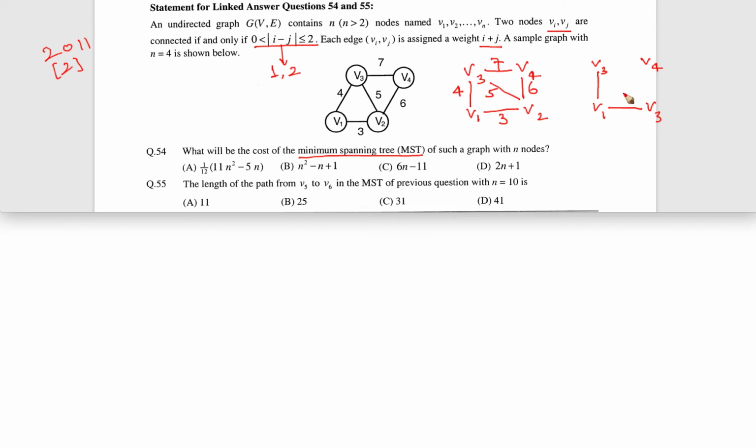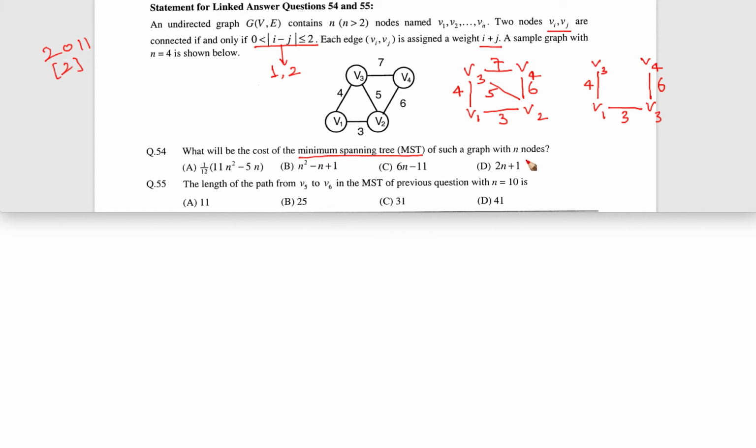Now after that 5 cannot exist because it is going to form a loop. So 3 and 4, these edge weights will be there. 5 cannot be there because it is going to form a loop. Let's come back to 6. Now 6 is possible. So this is the way in which it is constructed. So this is the spanning tree here with n nodes, with 4 nodes in fact.